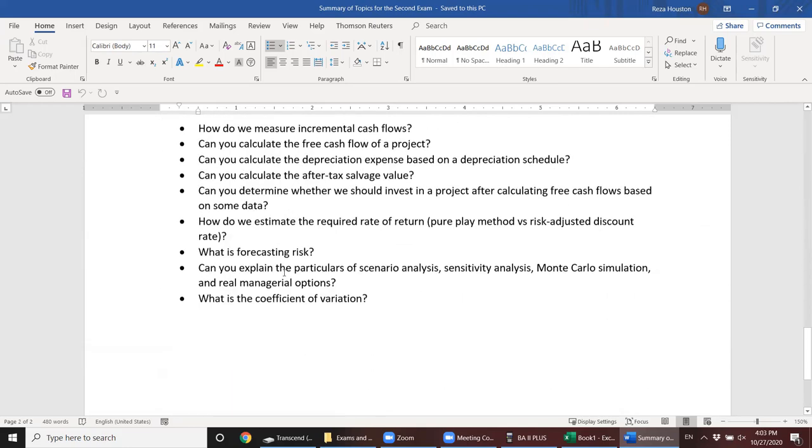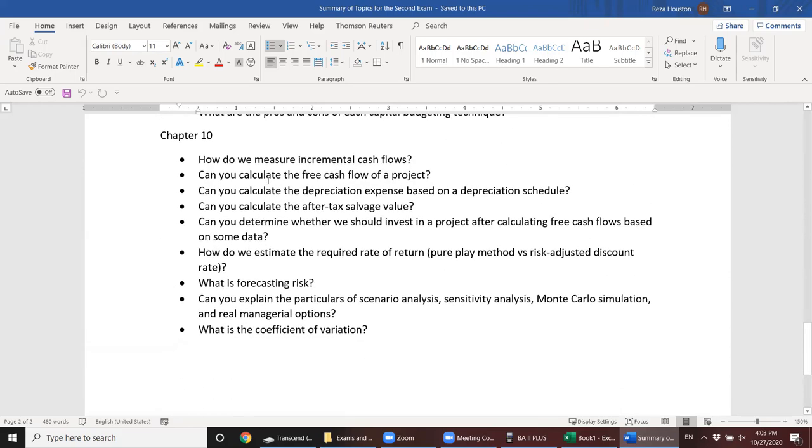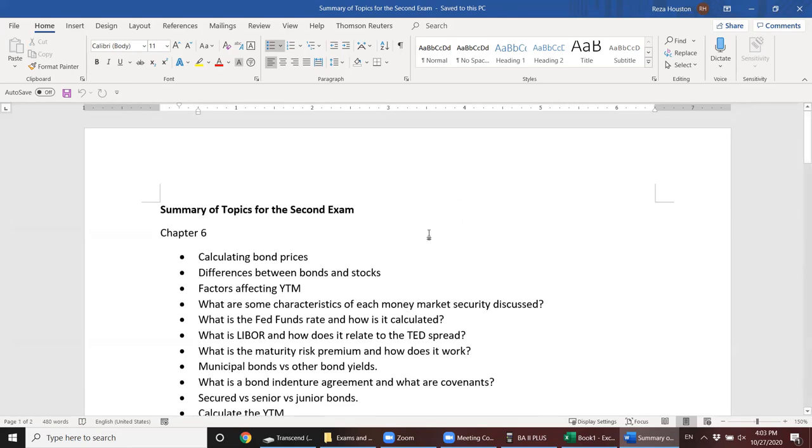And then we'll wrap up with some of the stuff that we're doing this week in terms of measuring incremental cash flows, the coefficient of variation, and then how we use some other advanced techniques like sensitivity analysis and Monte Carlo simulation. But before I jump into any examples, why don't I open it up to you and see if there's any questions?